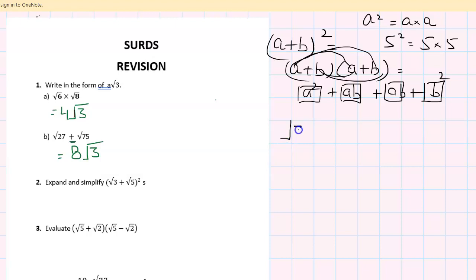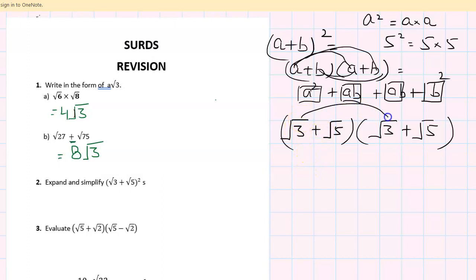So this is root 3 plus root 5 and root 3 plus root 5. 2 terms, 2 terms. So our answer will be 4 terms.